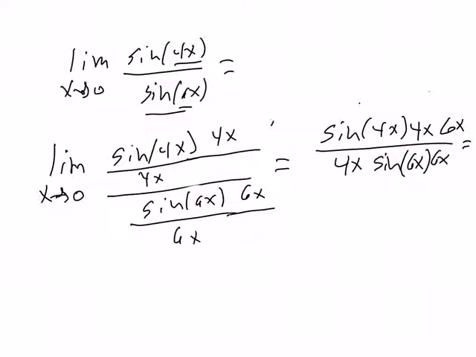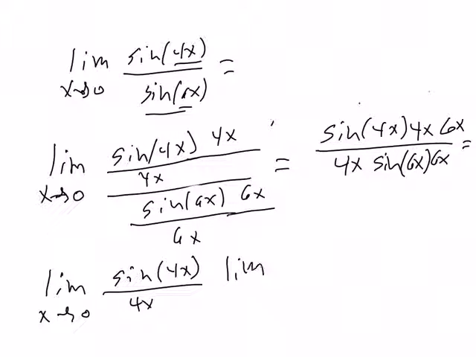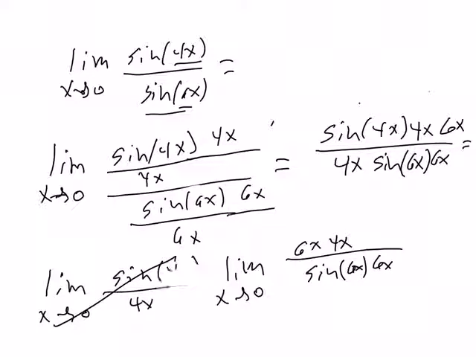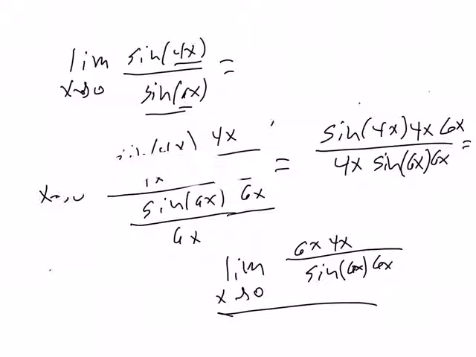So now, because of this rule, we can say that this is equal to the limit as x goes to 0 of sine 4x over 4x times the limit as x goes to 0 of 6x times 4x over sine of 6x times 6x. So this just gives me a 1, right? This becomes a 1. So now we're left with this limit. So let's just erase some of this.